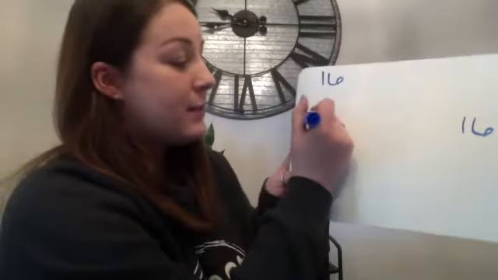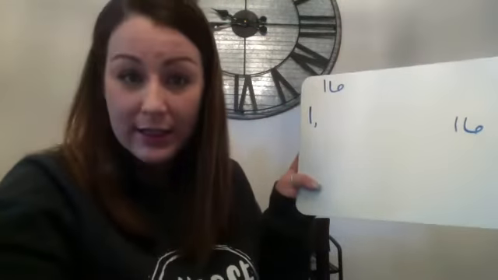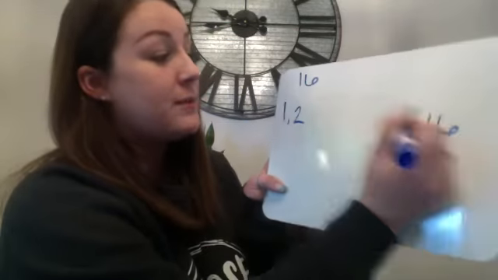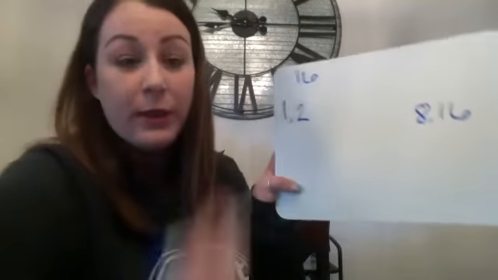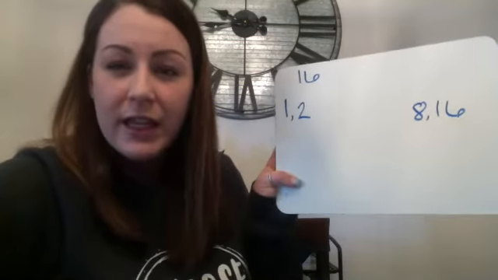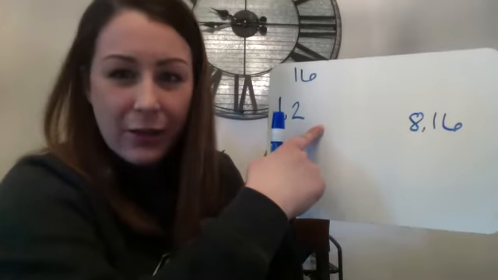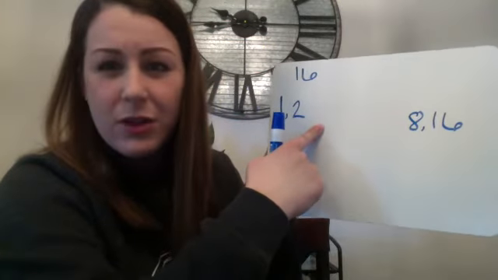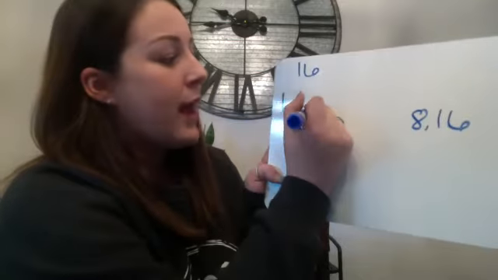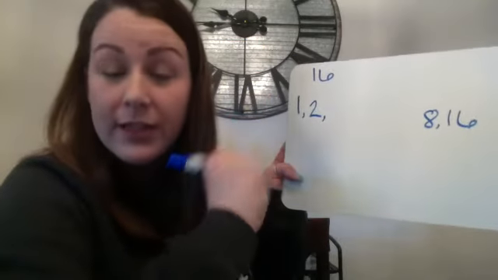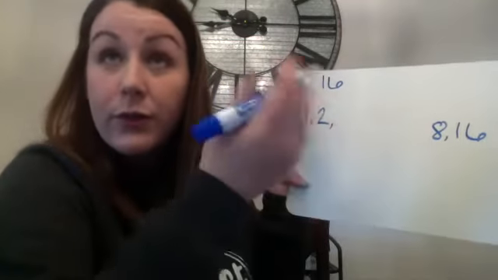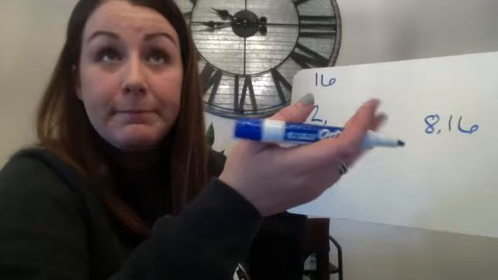Now I'm asking myself, 2 times what is 16? I know 2 times 8 is 16, so I'm going to put that here. Then I think, okay, after 2 comes 3, but I don't know any 3 times that will get me to 16, so there must not be a 3. So let's try 4. 4 times what is 16? I know 4 times 4 is 16.